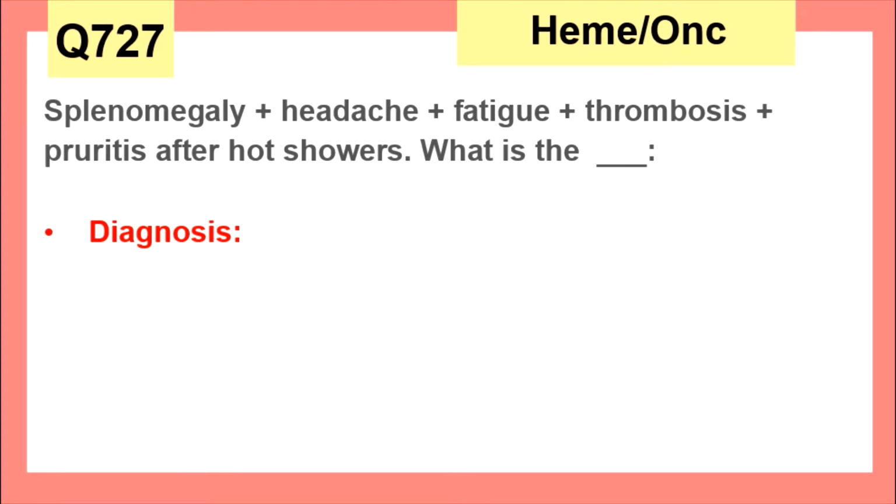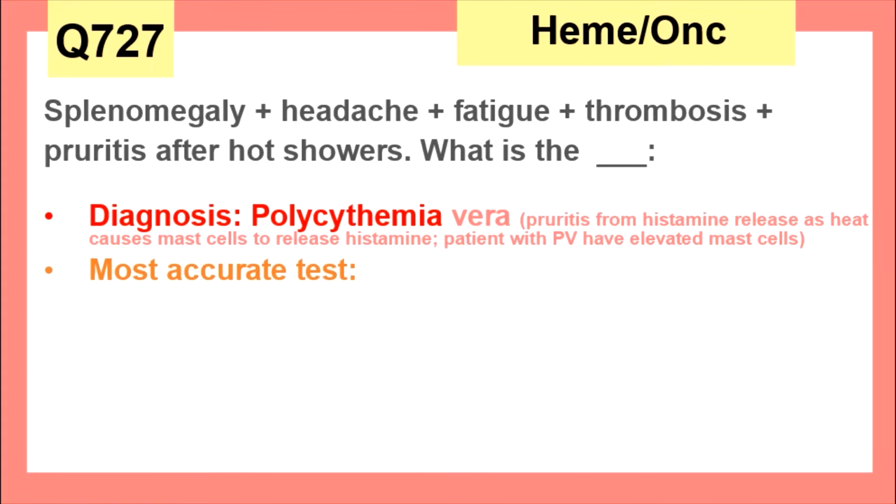All right, so 727. Splenomegaly, headache, fatigue, and thrombosis, pruritus after showers. So what is this condition where there's going to be pruritus after showers? Well, one of them is polycythemia vera, and that's exactly what's going on over here. Again, polycythemia vera is an increase in all three cell lines, but especially red blood cells. The pruritus comes from the fact that there's a histamine release, as heat causes mast cells to release histamine. So it's not the water of the shower, it's the heat of the shower. The reason why they get itchy is because there are so many basophils, so many mast cells in these patients.